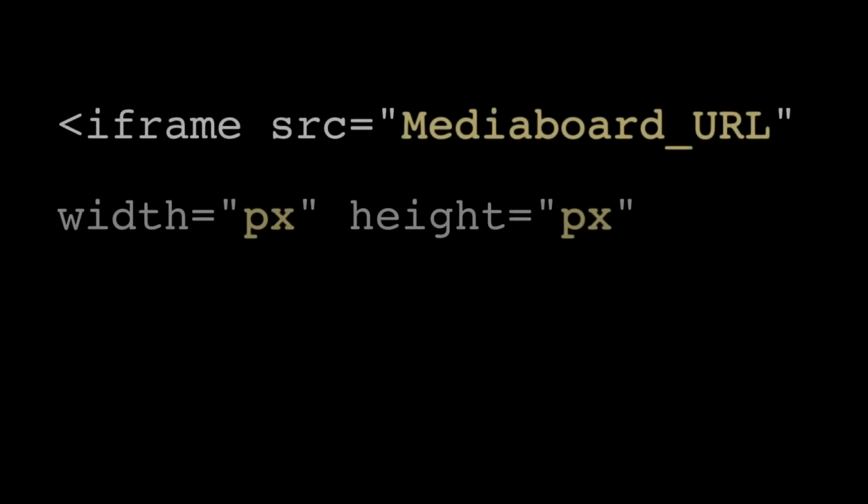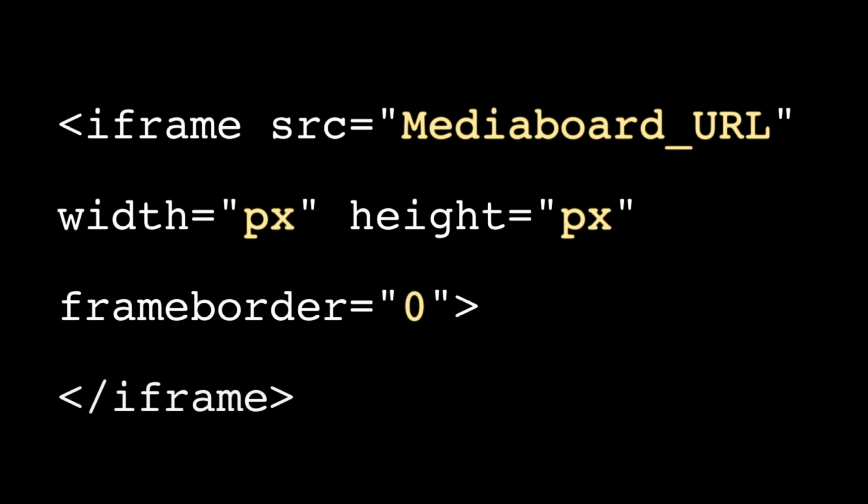Now, let's take a look at this code and discuss exactly what it means. First of all, you always need to open your iframe tag and declare a source. This is seen within the first line. You'll notice that I've put Mediaboard URL as the source. This is the custom URL the dice player generated.